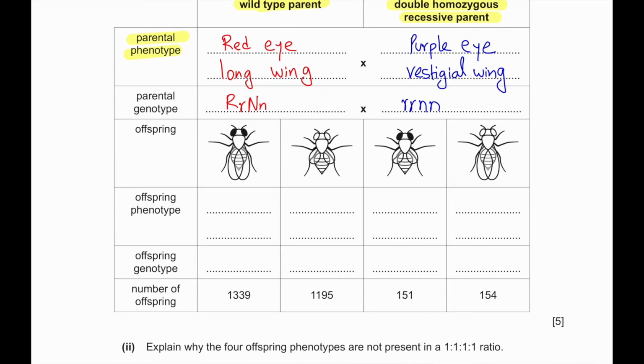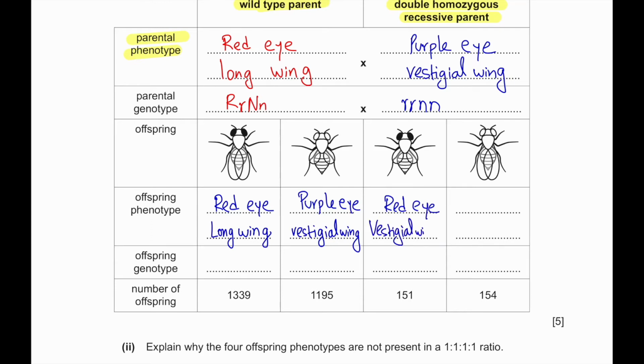Okay. Now the offspring phenotype. The offspring phenotypes that we can see over here are red eye, long wings. The next one, purple eye, vestigial wing. Then we can see red eye with vestigial wings. Now after that we can see purple eye with long wings.